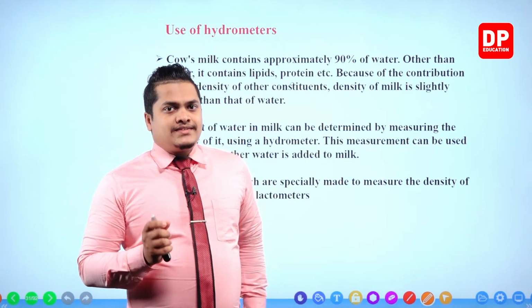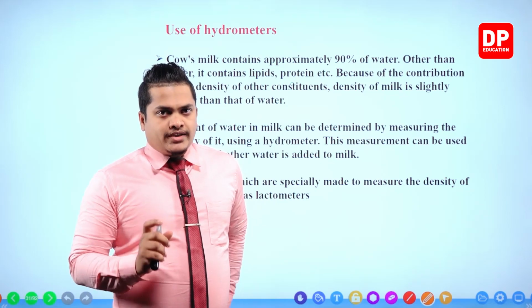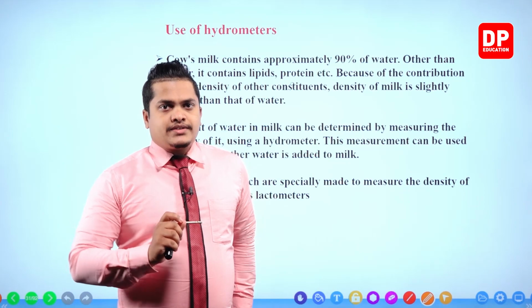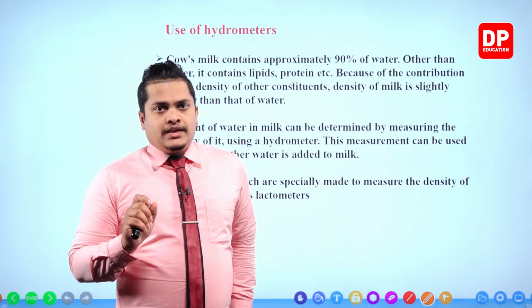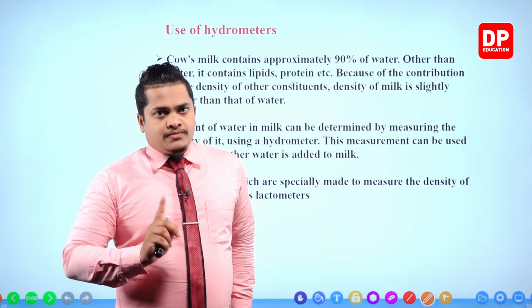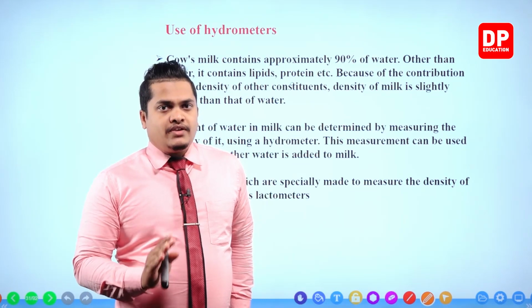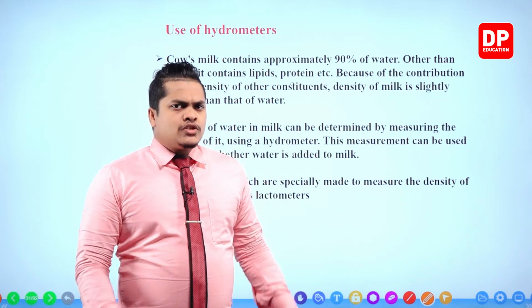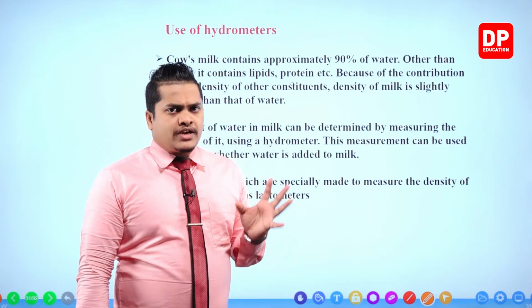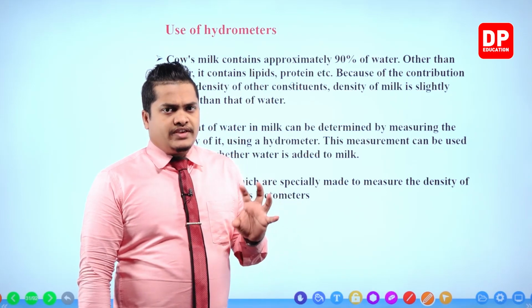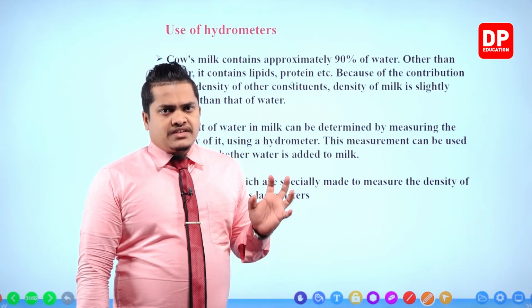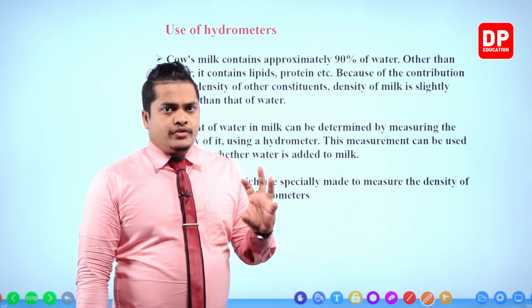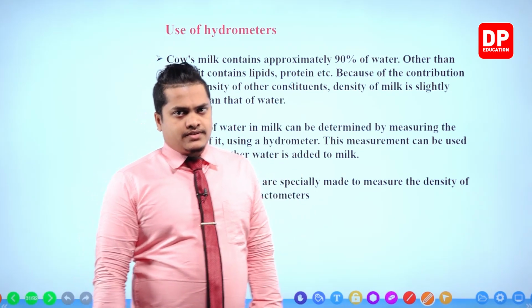So by using these density measurements, we can check the quality of those liquids. Hydrometers are used to get the density measurements of those particular liquids. By that way, we can get the quality and other facts regarding those liquids. So now let's see what are those special kinds of places and areas where we can use these measurements related to density in order to check the quality of those substances.